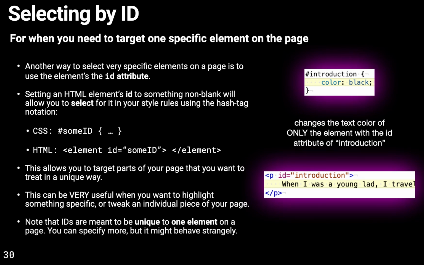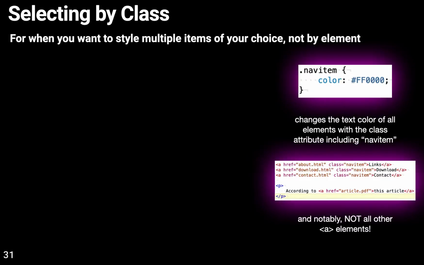Note that IDs are meant to be unique to just one element. You're allowed to specify more, but it can behave a little weird if you do that. So think of IDs as this is one spot where this named element is going to exist. And if you want, you can then apply styles to that specific element. The IDs also come up a lot in JavaScript, so just keep these in mind as a way that you interface with HTML. Okay, a third kind of selector, and a very, very useful one is this.